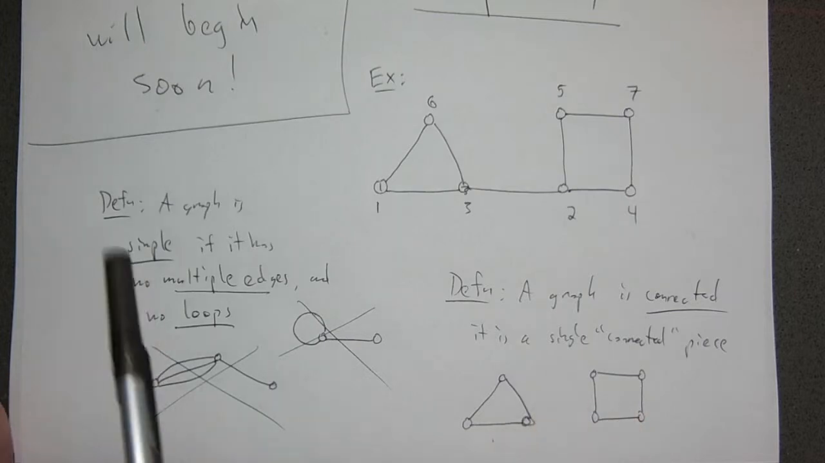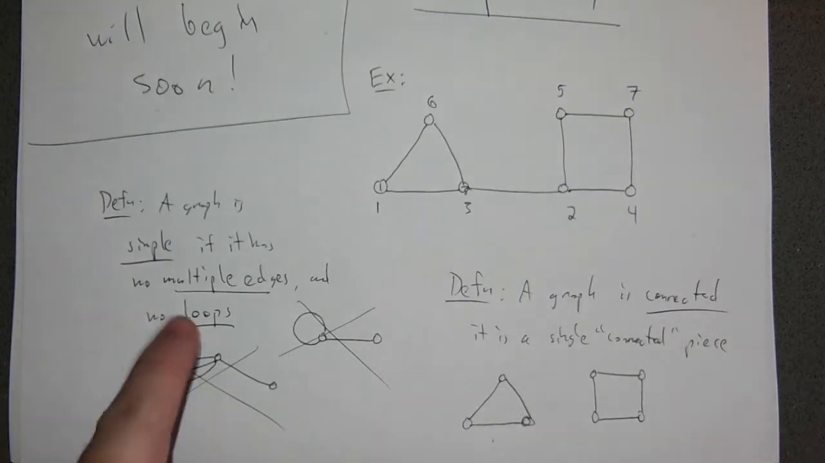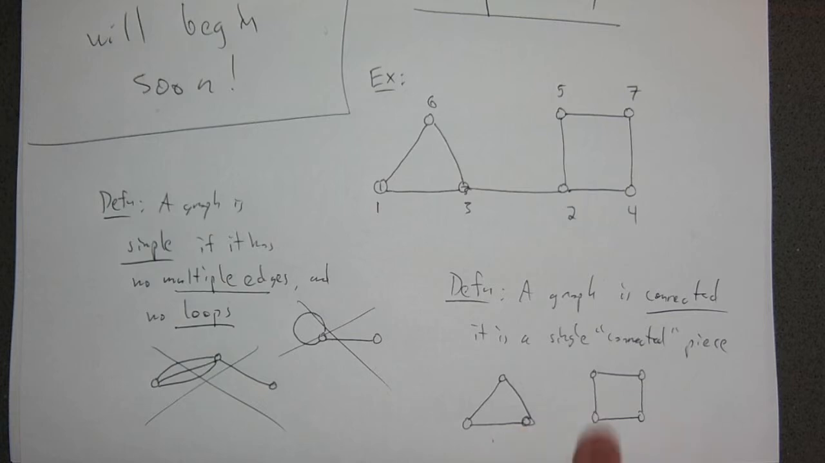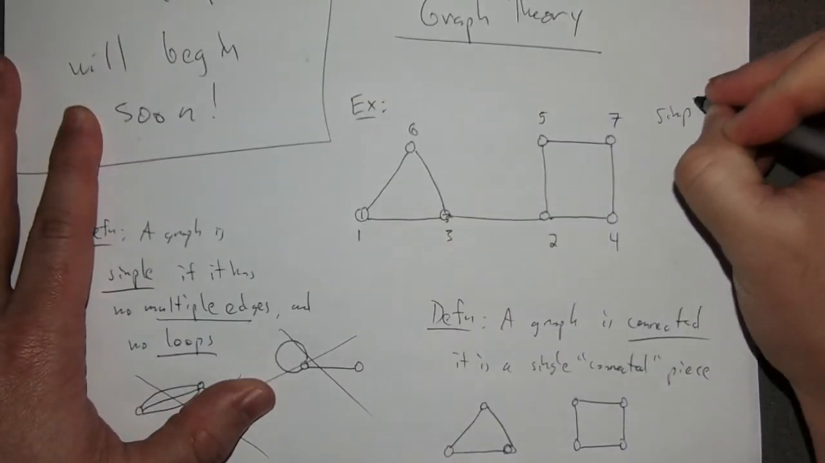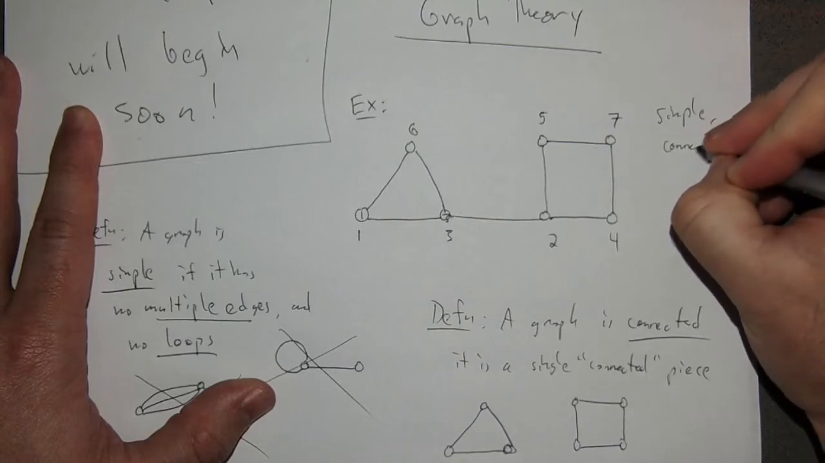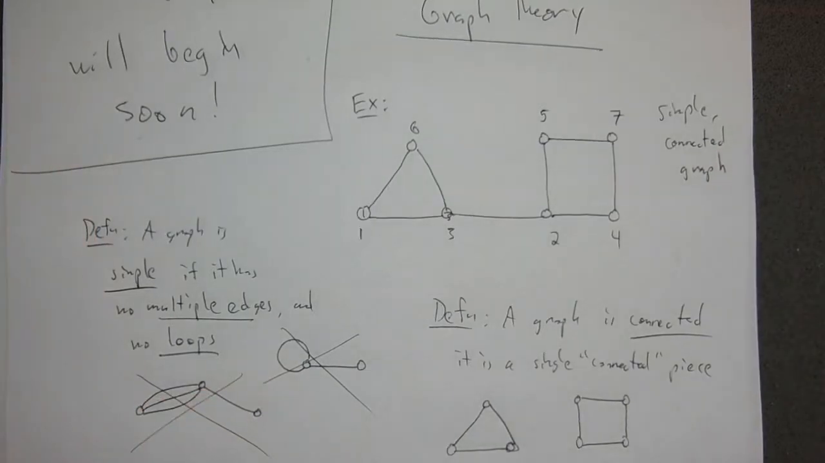And so a simple connected graph is one that satisfies both of these things: no multiple edges, no loops, and it's one single connected piece. So this is an example of a simple connected graph. And remember, a graph itself is just a collection of vertices and edges, so nothing else is needed there. No other assumptions. Okay, so a couple of quantities that are going to be very important.